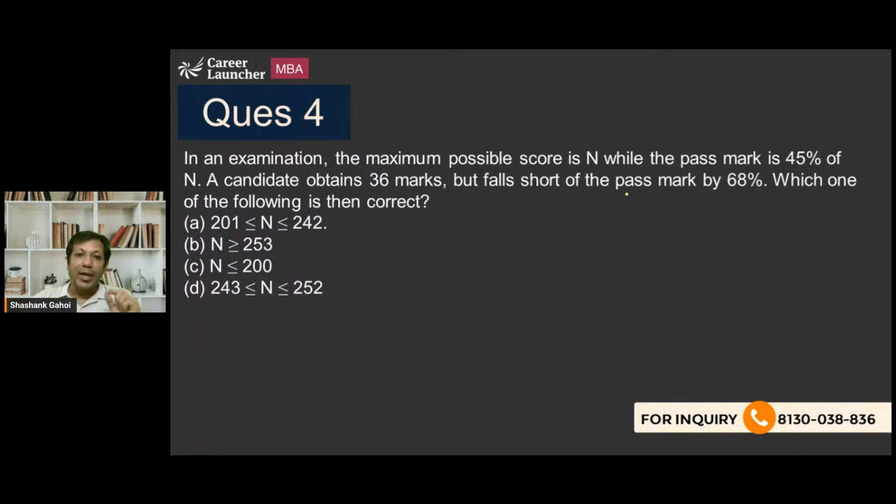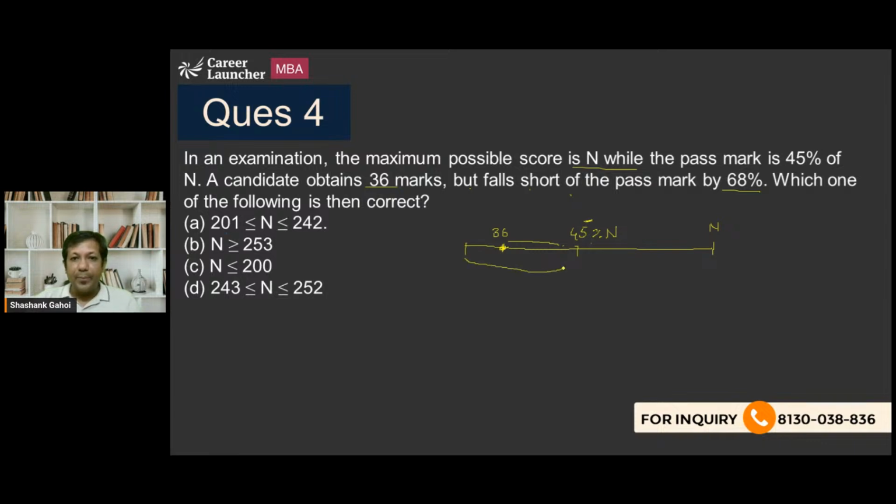In an examination the maximum possible marks is n, while the passing marks are 45% of n. So let's say the total marks are n, and the passing marks are 45% of n. Now it says the candidate obtained 36 marks and he fails. He falls short of the pass marks by 68%. It means this difference is 68% of the passing marks, so he is scoring 32% of the passing marks, right?